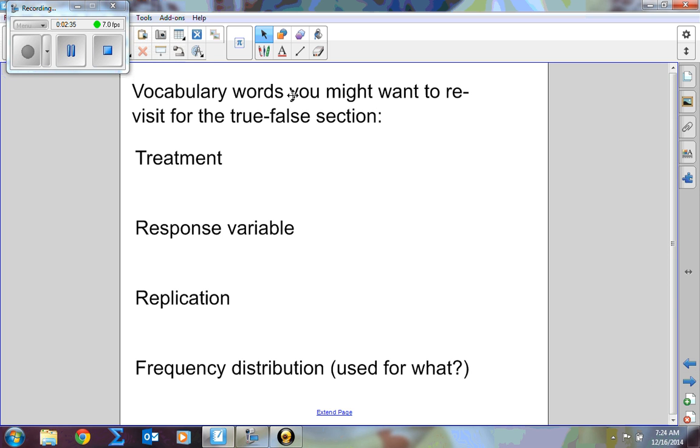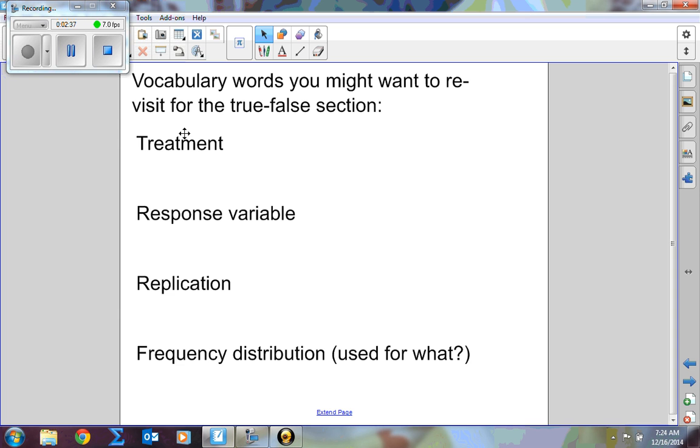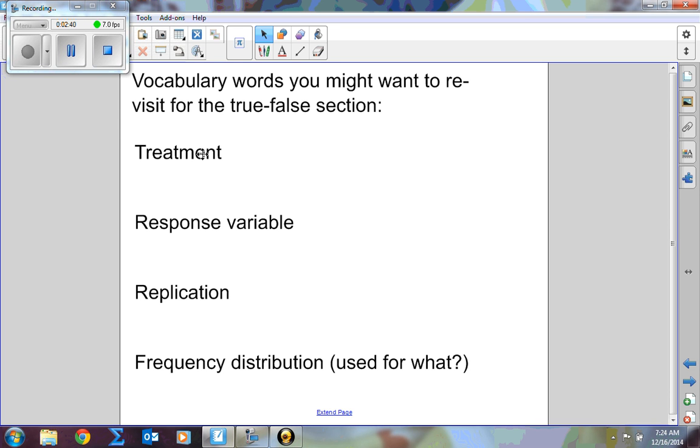All right, some other ones you will want to look at. Remember, a treatment is something that is applied in an experiment. So that's what makes an experiment versus an observational study: the application of a treatment. Response variable, you're trying to see what changes. So you'll want to look at the difference between response variable and explanatory variable. Again, visit replication and treatment and response variable. When you're looking for reading material, replication will be in chapter 4.